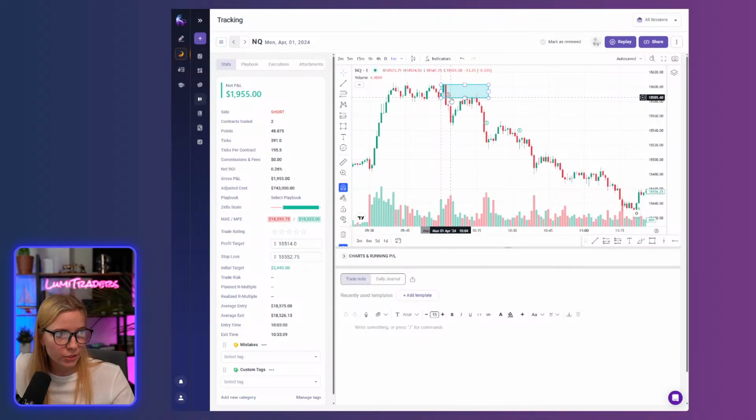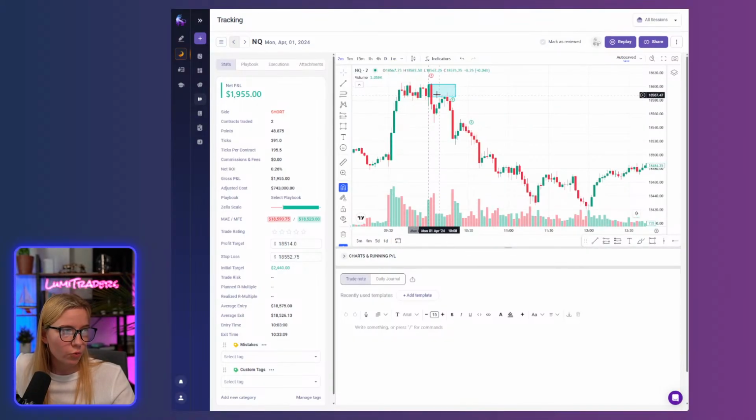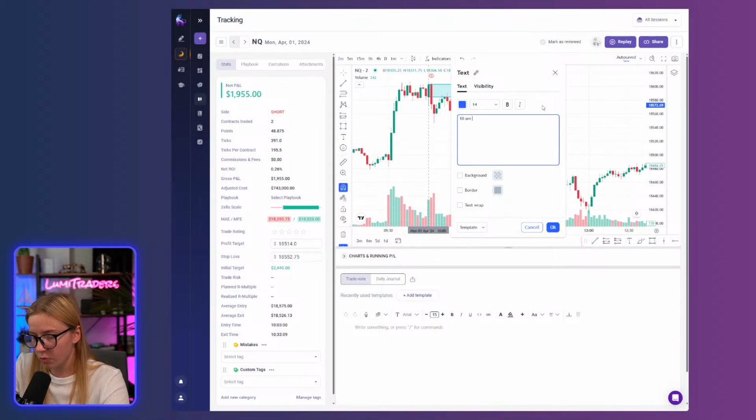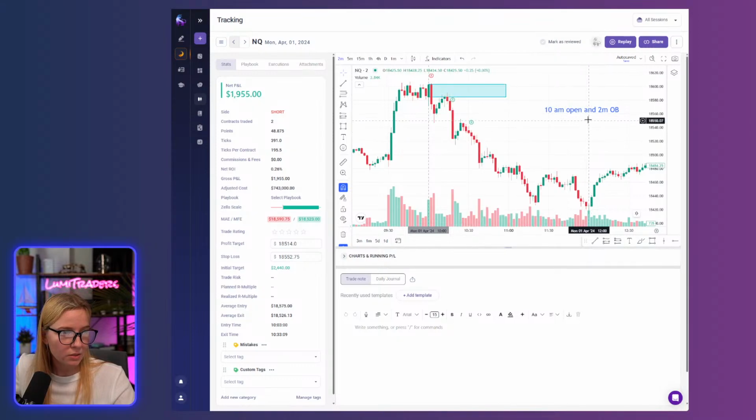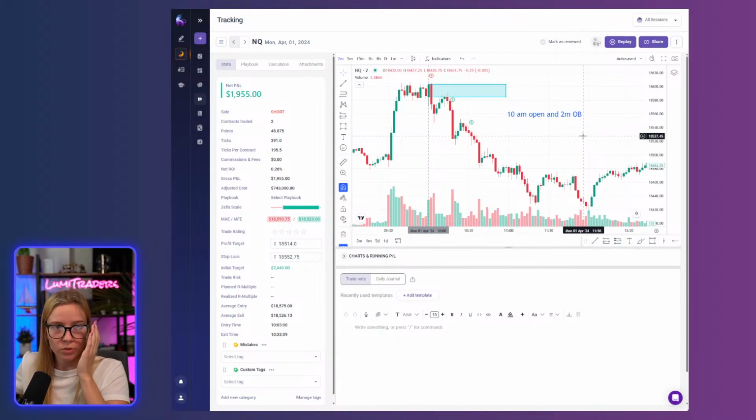So once again, price traded above 10 a.m. open, formed... Let me switch to 2-minute. Formed a 2-minute order block right here. It's only a 2-minute order block. So the idea is 10 a.m. open and 2-minute OB. That's it. Those are my main conditions: 10 a.m. open and a 2-minute order block.